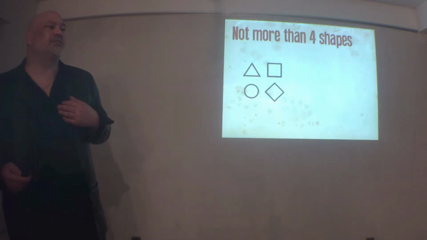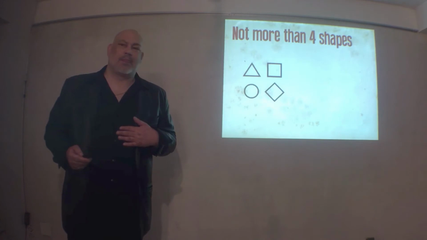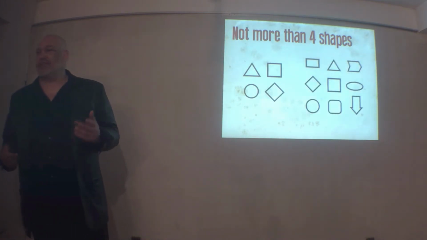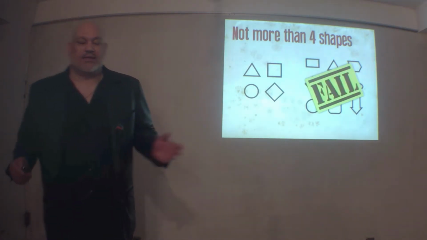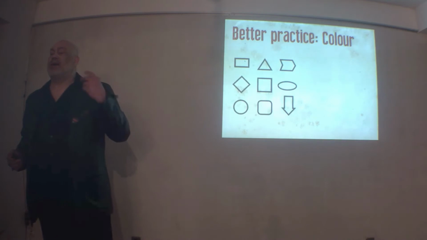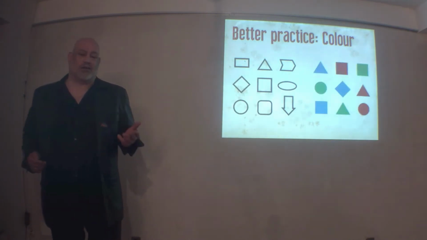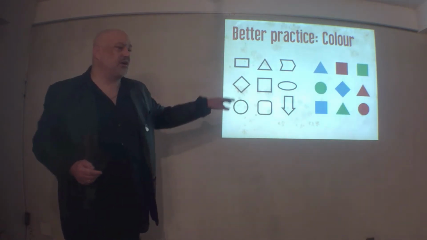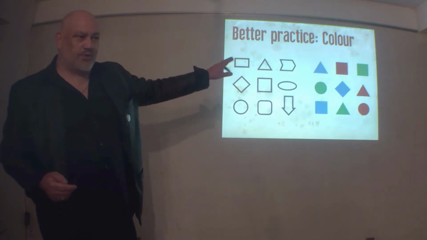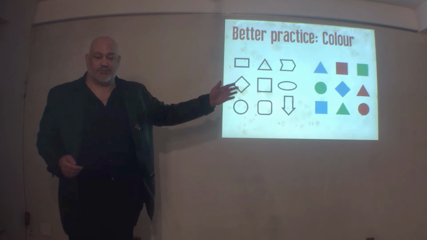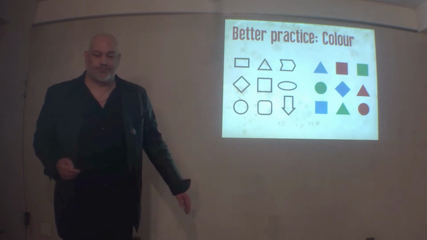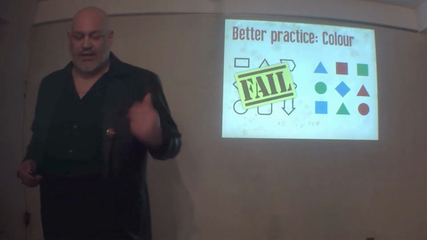And I suggest no more than 4 shapes, because it just messes your mind up. You have to recheck which shape was what. So this is a fail. The better practice is just to use color. So we have 4 shapes here and some colors. We have all the same possibilities as before, even more maybe. So color is a good thing. The other thing is a fail.